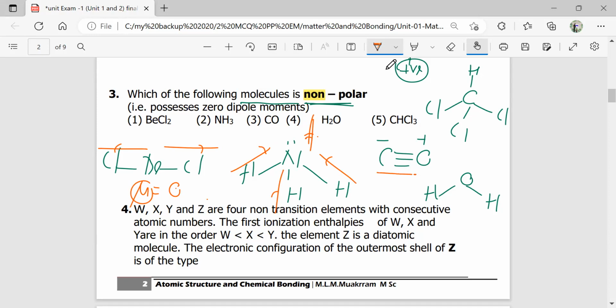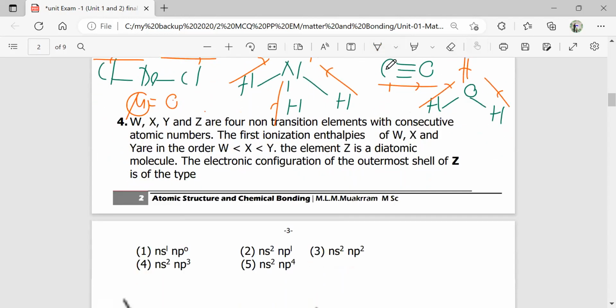Then toward oxygen there is attraction, and here also attraction toward oxygen, so there is a net value. If 3 atoms or 4 atoms are similar, it is non-polar. If one of them is different, then it is polar. If the 4 atoms are equal, no problem. Okay, you can understand. So the answer you said is correct. The answer is beryllium chloride. Okay, let's move to question number 4.